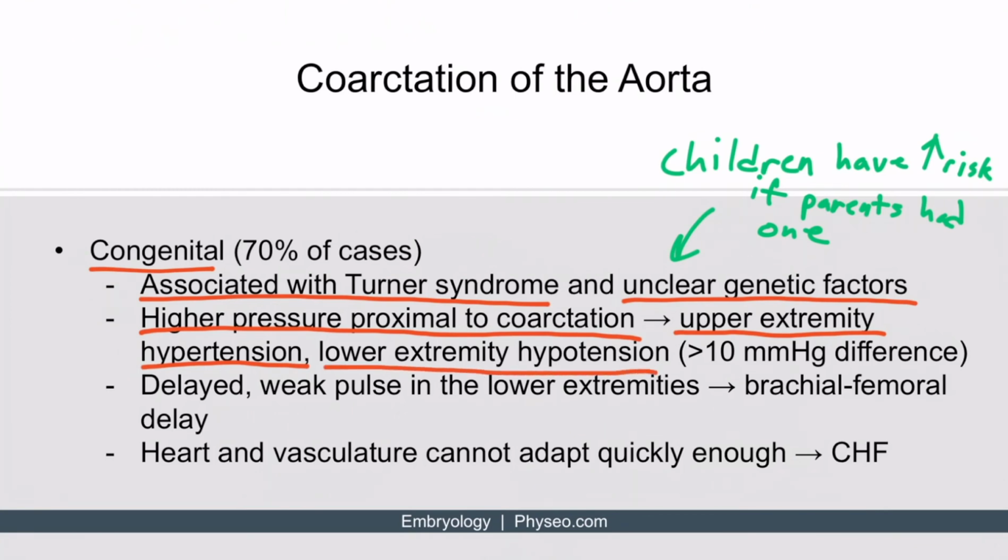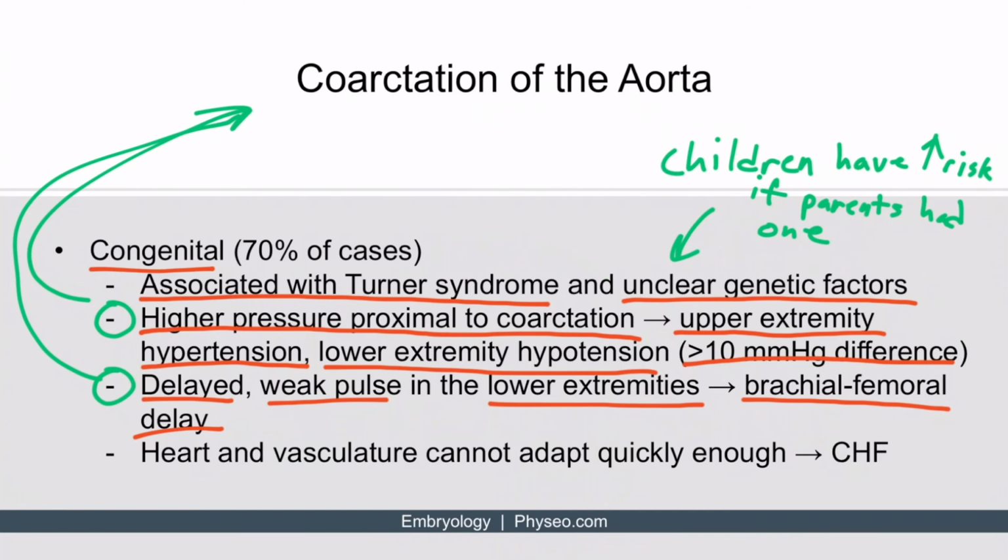And the difference between the upper and lower extremities, as far as systolic blood pressure is concerned, is often greater than 10 millimeters of mercury. Another point is that there's a delayed and weak pulse in the lower extremities. This leads to the finding called brachial femoral delay. So basically, if you're looking at a newborn, you can look at blood pressures and pulses to get clues that the infant may have a coarctation.